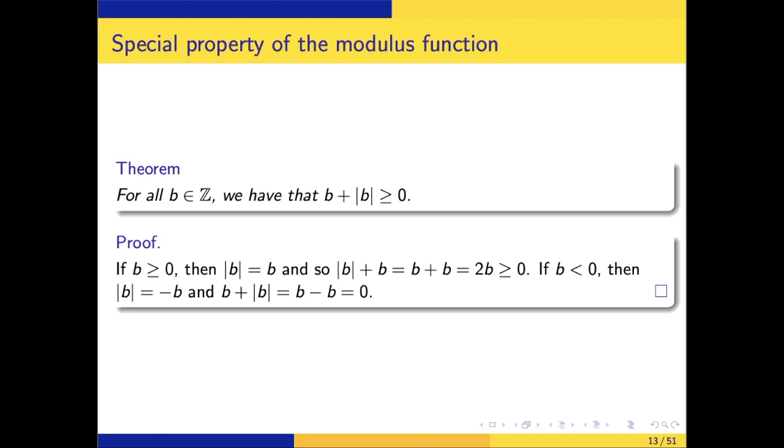There's also this special property of the modulus function. For all integers b, we have that b plus |b| is greater than or equal to 0. If b is non-negative, then |b| equals b, and so |b| plus b equals b plus b, which equals 2b, which is greater than or equal to 0. If b is negative, then |b| equals negative b, and b plus |b| equals b minus b, which equals 0.